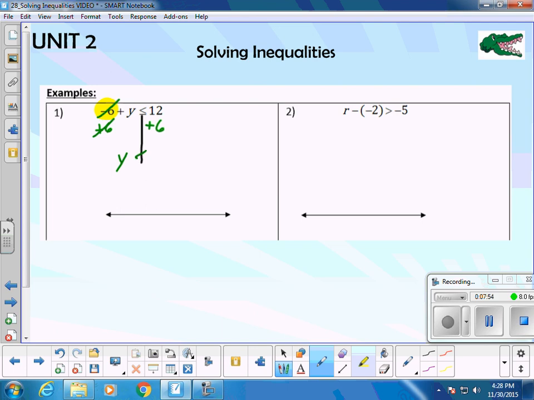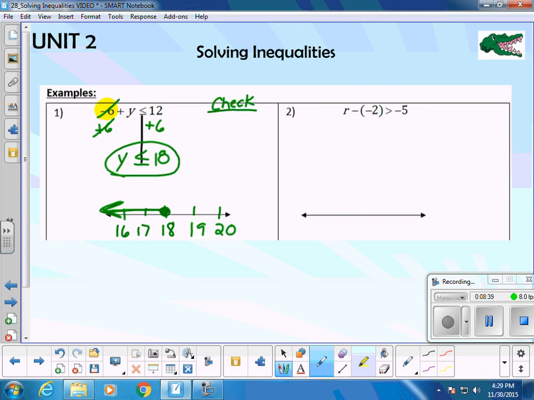My symbol is not an equal sign. Be careful. Biggest mistake everybody makes is they write an equal sign instead of their inequality symbol. And then we add on this side. 12 plus 6 is 18. So this is my solution. It says that, and if I graph it, here's my 18, 17, 16, 19, and 20. It's equal to, so think about our lesson today, we're going to have a solid circle. Y is smaller than 18, so that means I'm going to color it to the less than side, which is to the left.